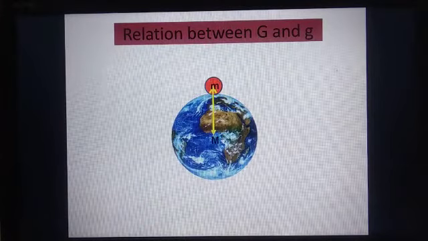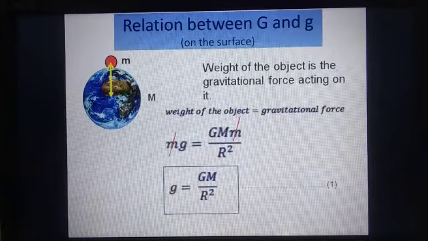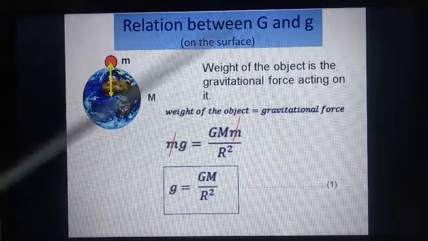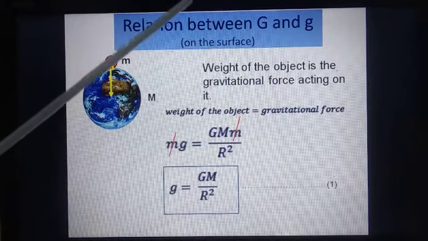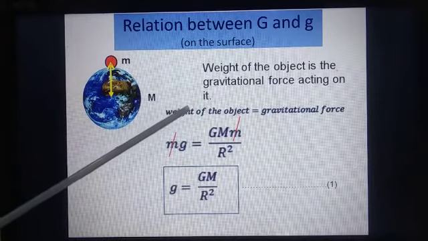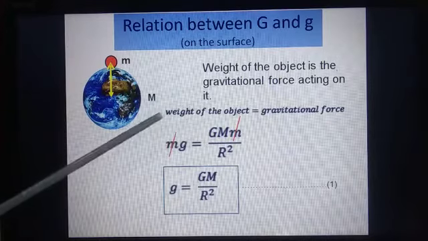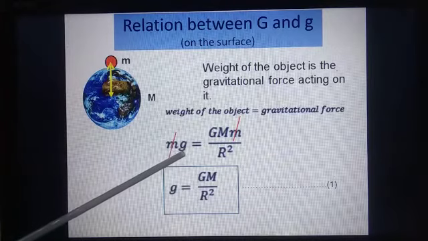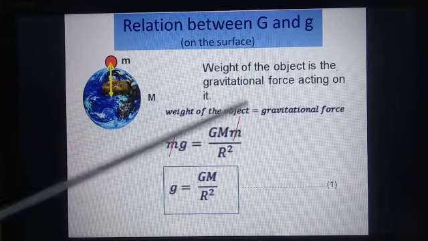Next we see the relation between the gravitational constant and acceleration due to gravity. The first relation between capital G and small g is on the surface of the earth. As we know, on the surface of earth, the force exerted on any body is equal to the weight of that object, that is mg, mass into acceleration due to gravity. So the weight of that object is equal to the gravitational force.